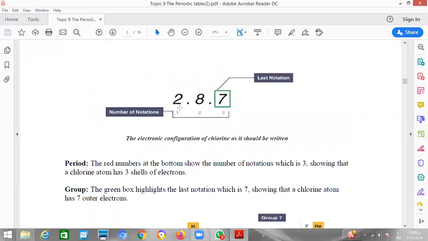As you see here, if I am asking about chlorine, the atomic number is 17. So the electronic configuration will be 2, 8, 7, as you see here. The number of electrons in the outermost shell is 7 electrons. So chlorine is in group number 7, and I have 3 shells here, or 3 orbits, so period number 3.